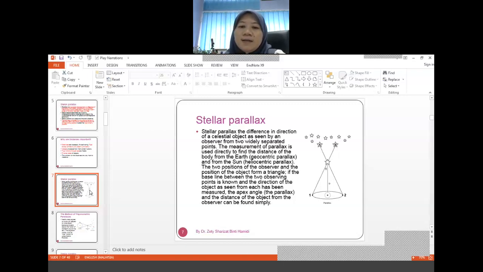So the position of the observers and the position of the object form a triangle. This is kind of a starting point, but we need to get a good method to calculate the distance. We also understand that there are billions of stars out there, so we need to calculate one by one, right? So it needs a lot of time to calculate the distance.